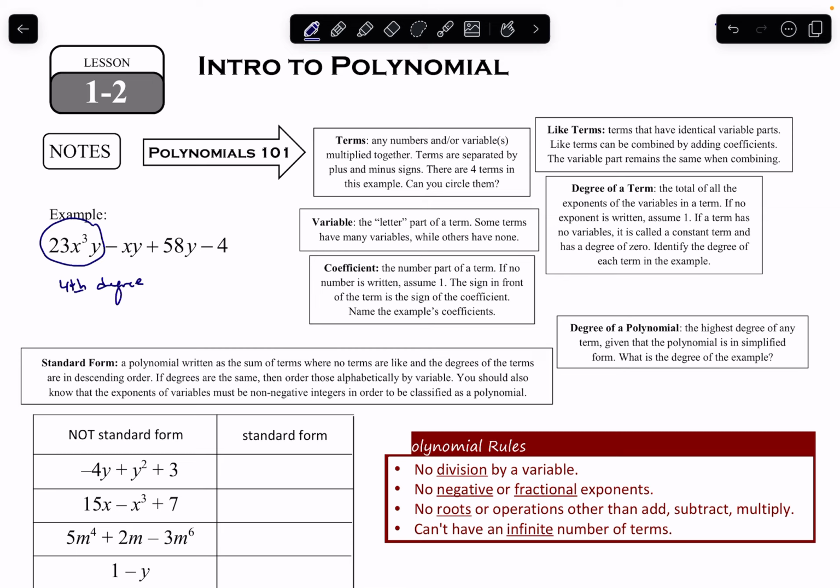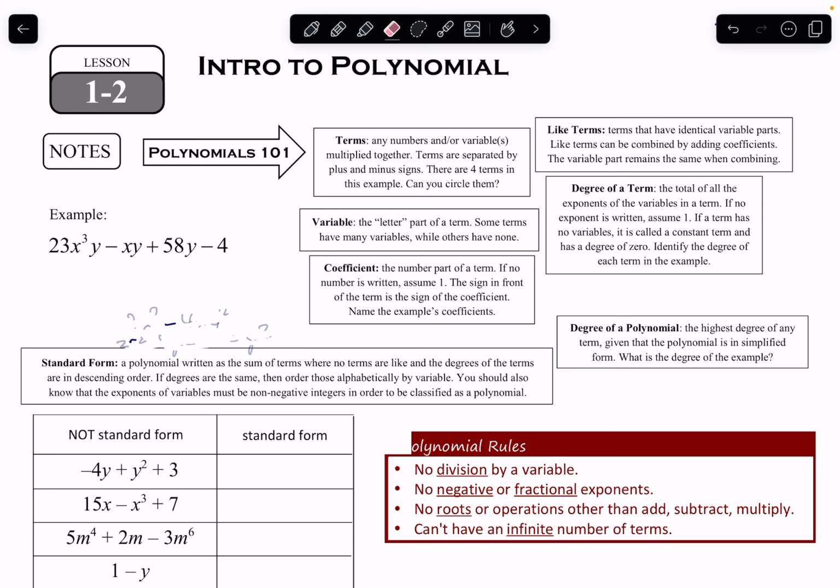If I had like 2x squared minus 4xy squared, this would be a degree 3 polynomial because this x and this y squared make a degree 3 term. The first term only has degree 2. So this would be a third degree polynomial. Okay, last thing before we start doing some actual math.